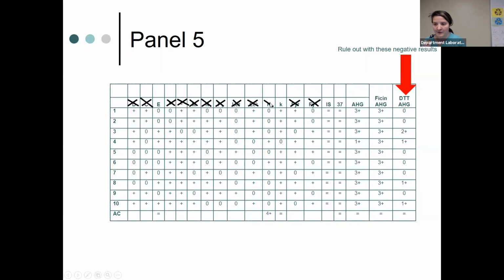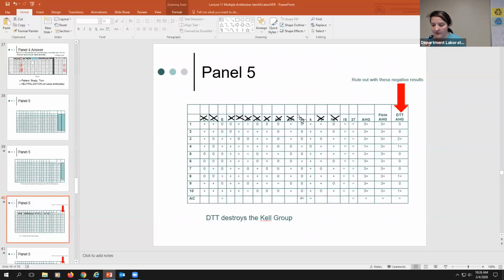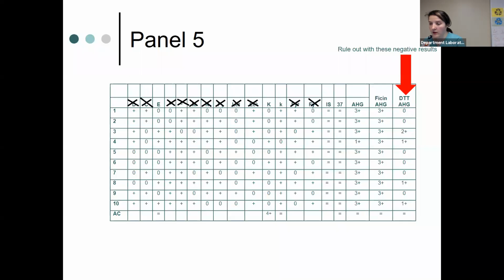But if he has a 4-plus phenotype, it's probably best that he doesn't have the autoantibody, the big K, right? But when you use DTT, and I guess I got confused. Anyway, when you use DTT, you can't rule out any of your cells because it's destroyed. Okay. I was right initially.